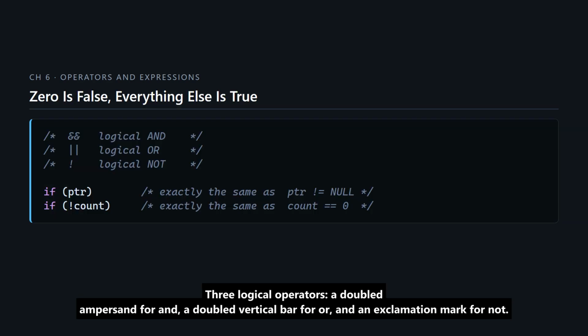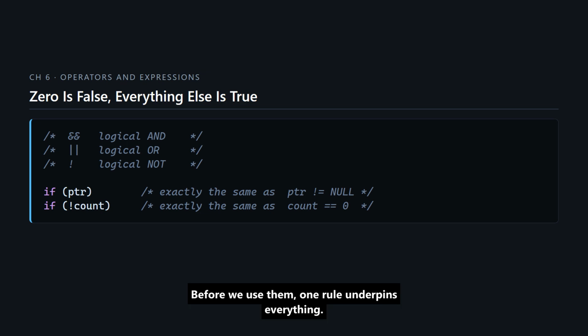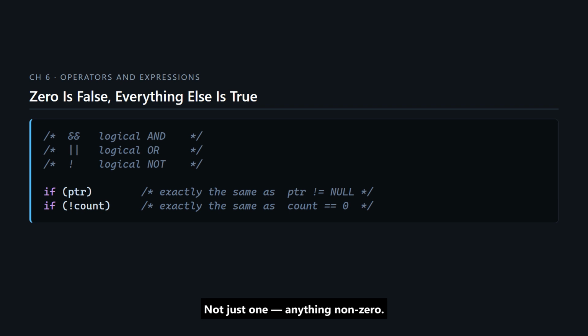Three logical operators, a doubled ampersand for and, a doubled vertical bar for or, and an exclamation mark for not. Before we use them, one rule underpins everything. In C, a value used as a condition is false if it is 0 and true if it is anything else at all. Not just 1, anything non-zero.